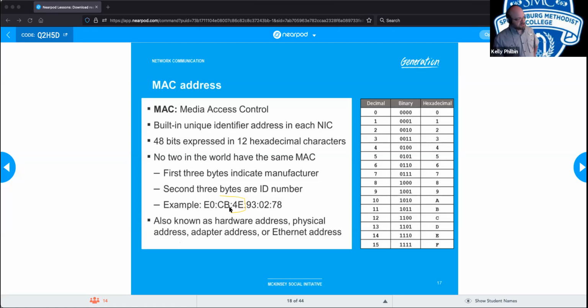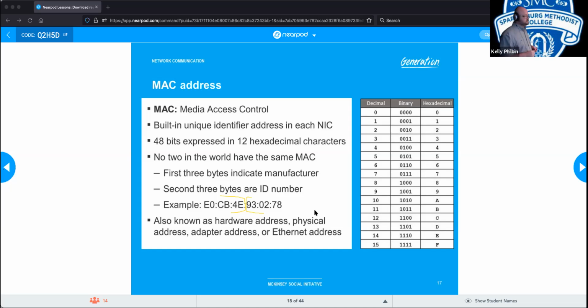By looking at these first 3 octets, you can say, I know that manufacturer is Lenovo or Apple or whatever. The last 3 bytes are unique to that device. So it's kind of like the social security number for that particular device itself.